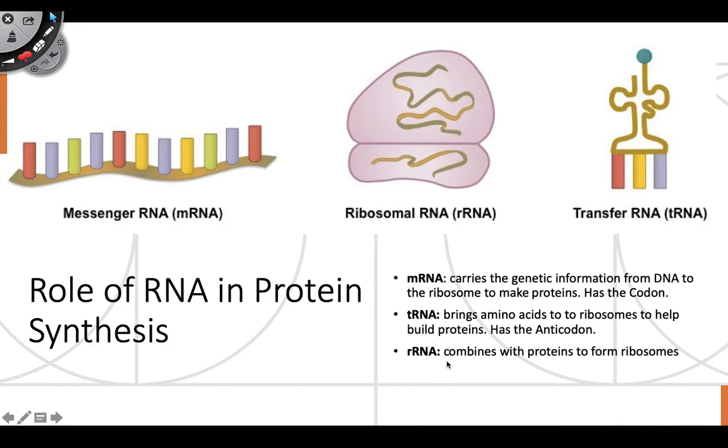And then rRNA. rRNA is actually kind of an incredible type of molecule because not only does it help with translation, but it also has enzymatic capabilities. That means that it acts as an enzyme. And it combines with proteins to form ribosomes. So the ribosome that is actually used for translation contains proteins and ribosomal RNA. And some of the functions of ribosomal RNA are still not known.